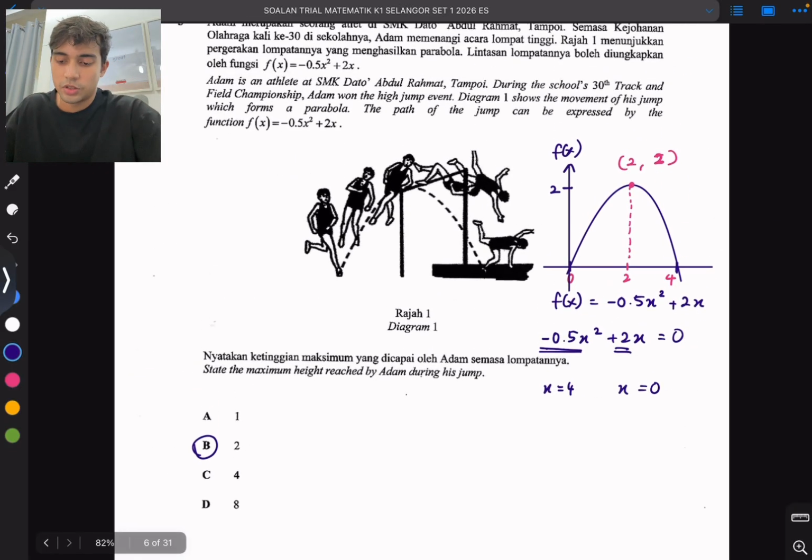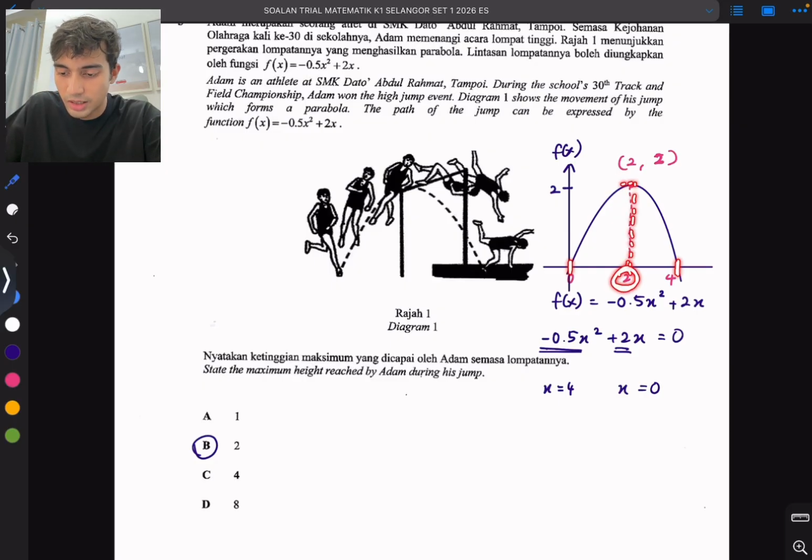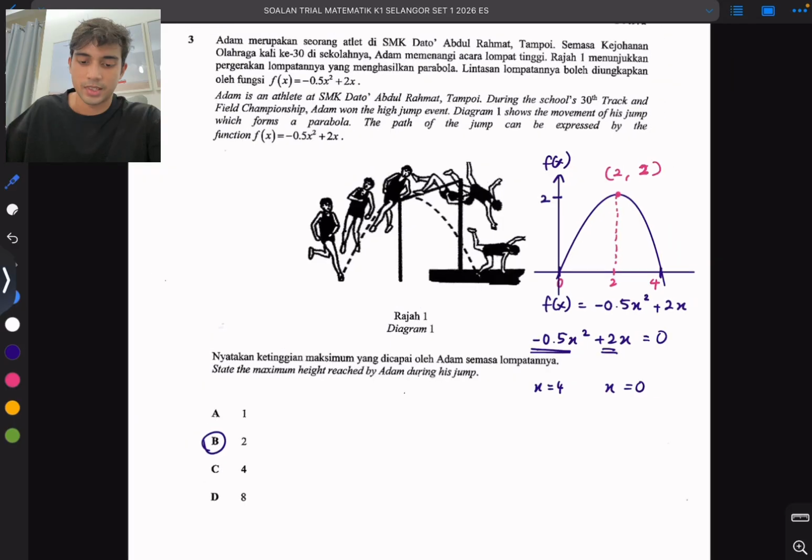Okay. So this is how we derive the graph. Basically, the easiest way would be finding the roots, then you find the midpoint. So when x is 2, we can find the maximum height, the highest height he reaches. Okay. All right.